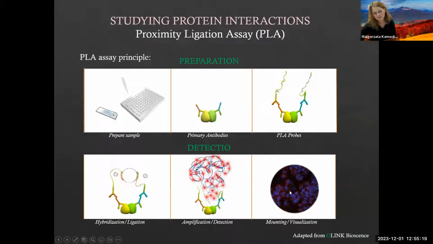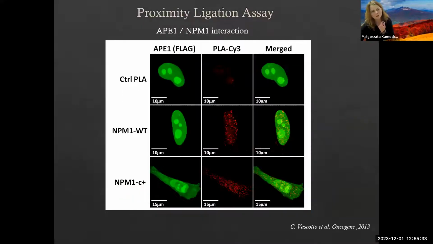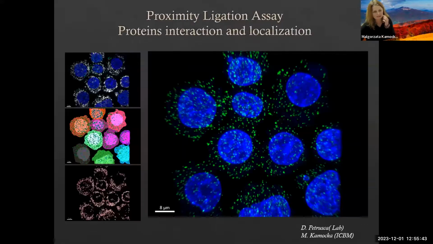So the result of this technique is the single spots which you see in this picture. You don't see the structure per se, but a single spot indicates that there was interaction of the proteins in your sample. So Dr. Vascotto used this technique to look at the interaction of APE1 and NPM, nucleophosmin, and he could see interaction in the nucleus as he expected.